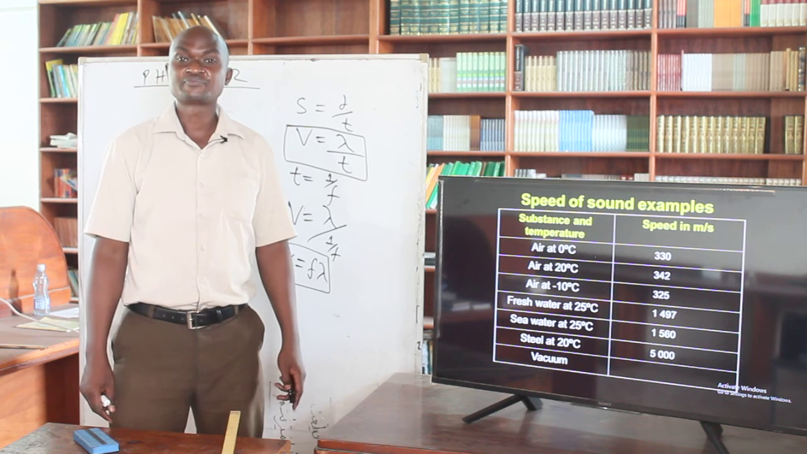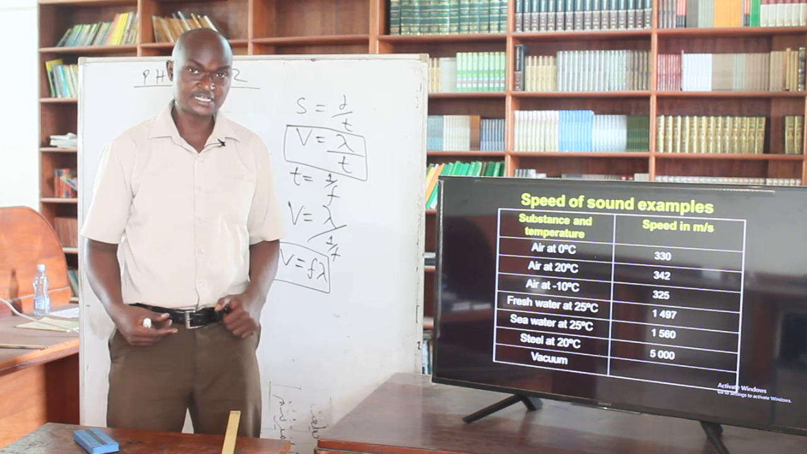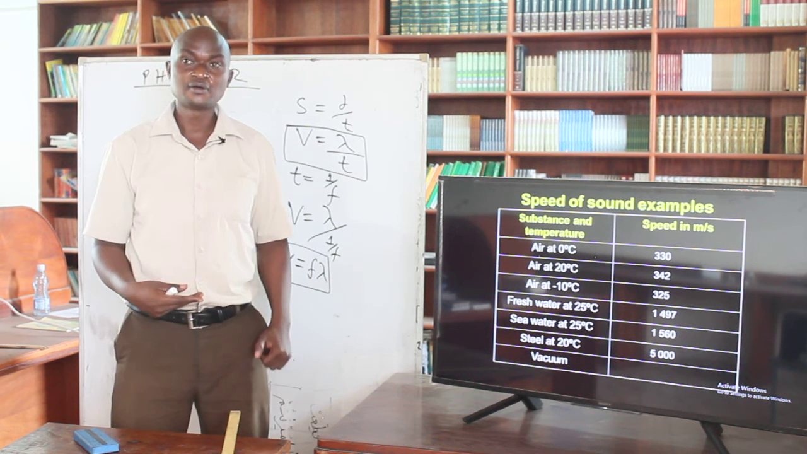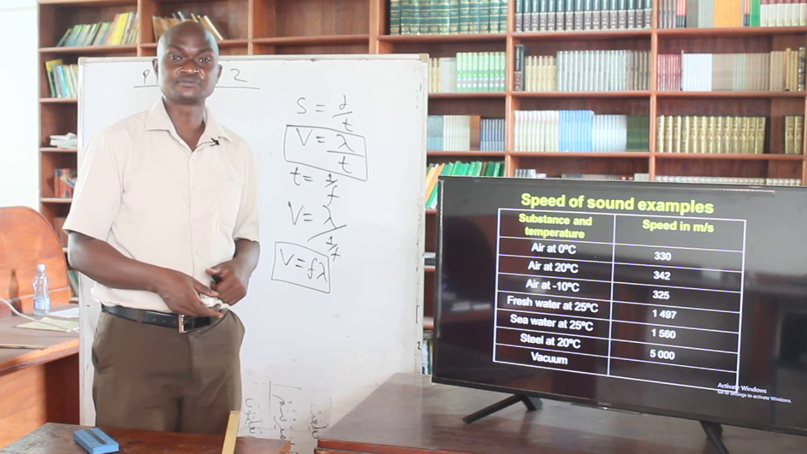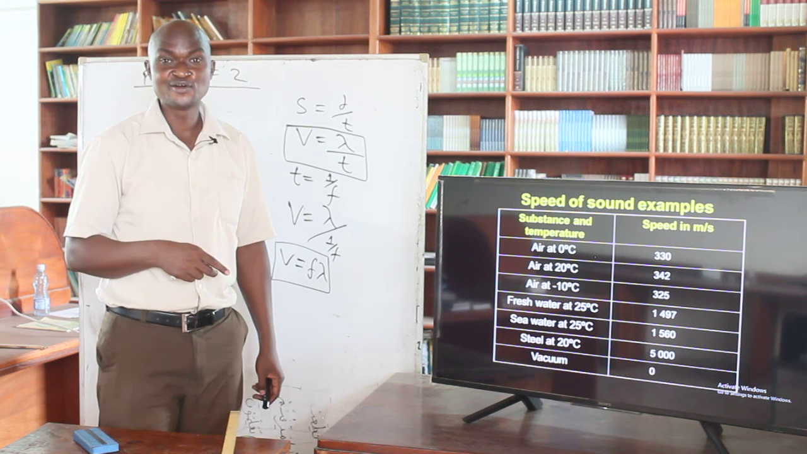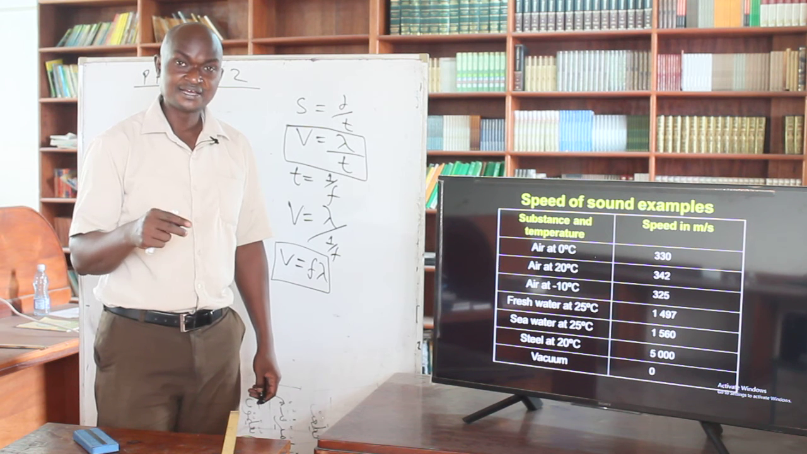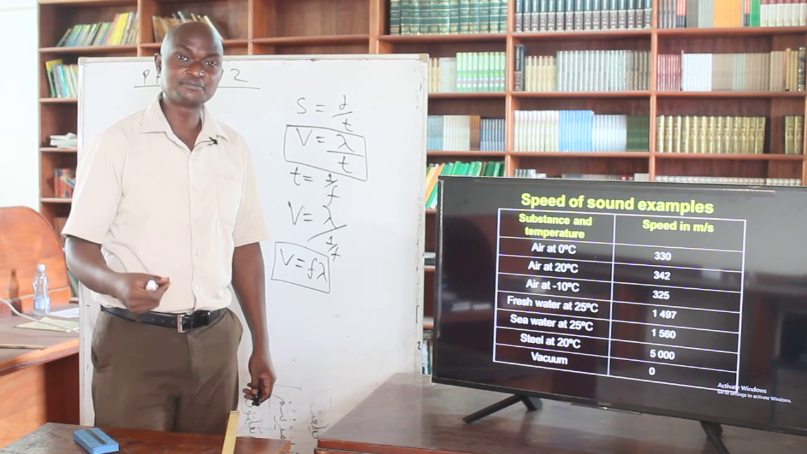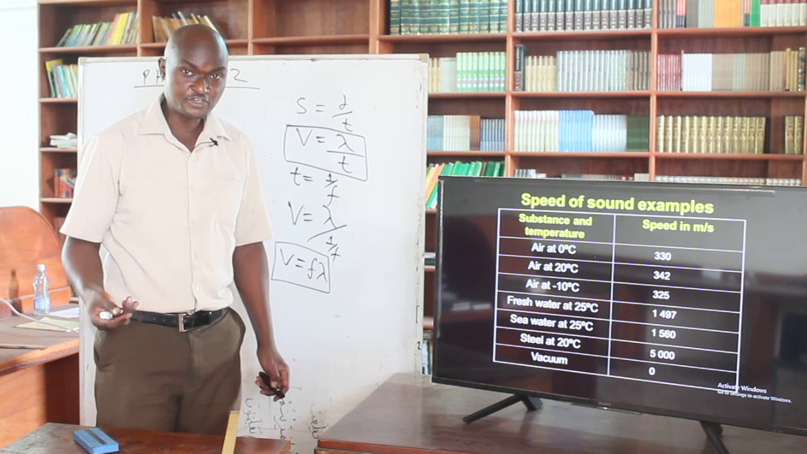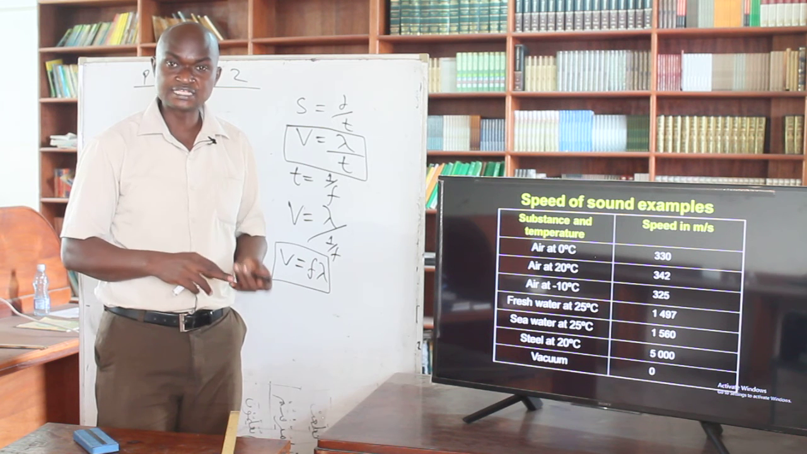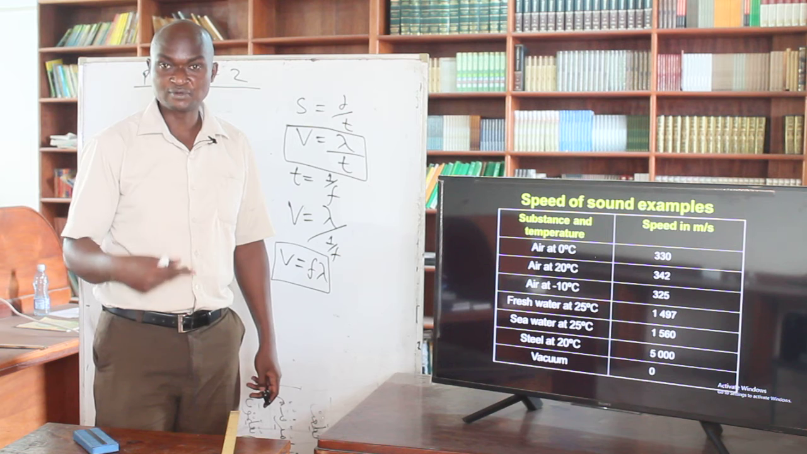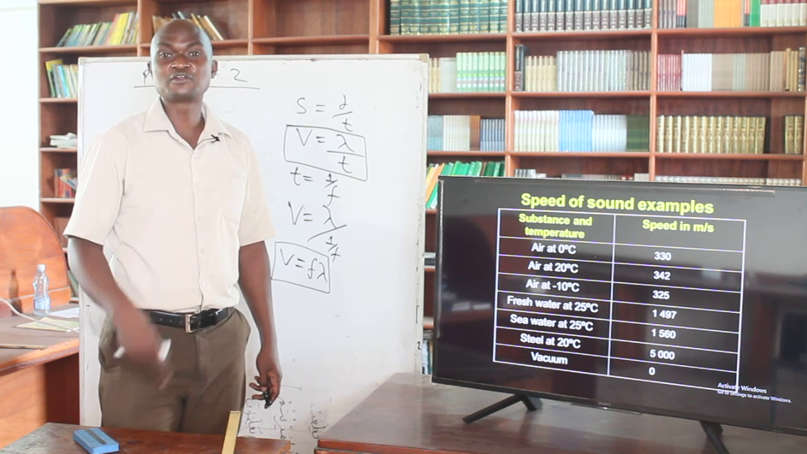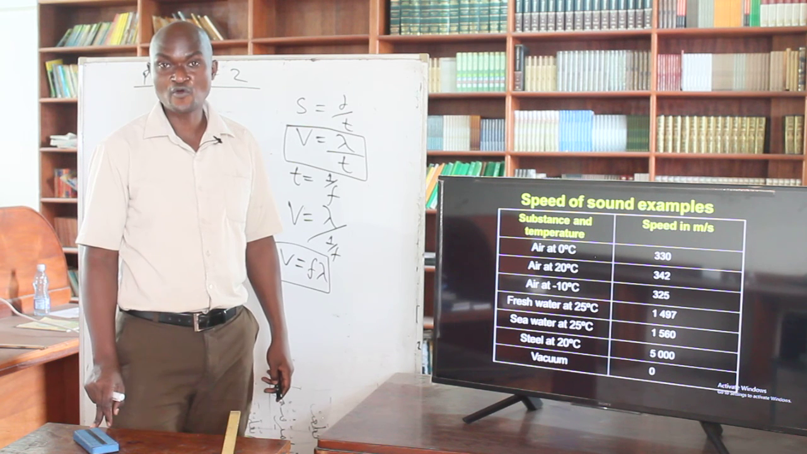In a medium like steel at 20 degrees Celsius, this is a solid, vibration is more and more because particles are closer, and the speed is about 5,000 meters per second. A vacuum, where there's actually nothing, the speed is 0. Like you've said, sound waves must be transmitted through a medium. Vacuum means there's no medium, no air, no liquid, no solid. So when there's no material medium, sound cannot be transmitted and speed is 0 meters per second.